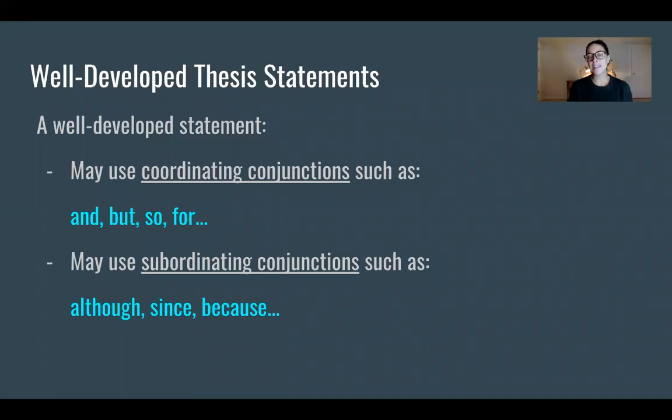Well-developed thesis statements are usually complex or compound complex sentences, if we're getting into grammar. So you may use coordinating conjunctions, my apologies, such as and, but, or, for, so, yet, nor, so FANBOYS for all of my grammar students. They also may use subordinating conjunctions like although or since or because. Our thesis statements are usually pretty complex in terms of how they're written because we're projecting or showing our readers our full idea in 1 to 2 sentences, which can be difficult.